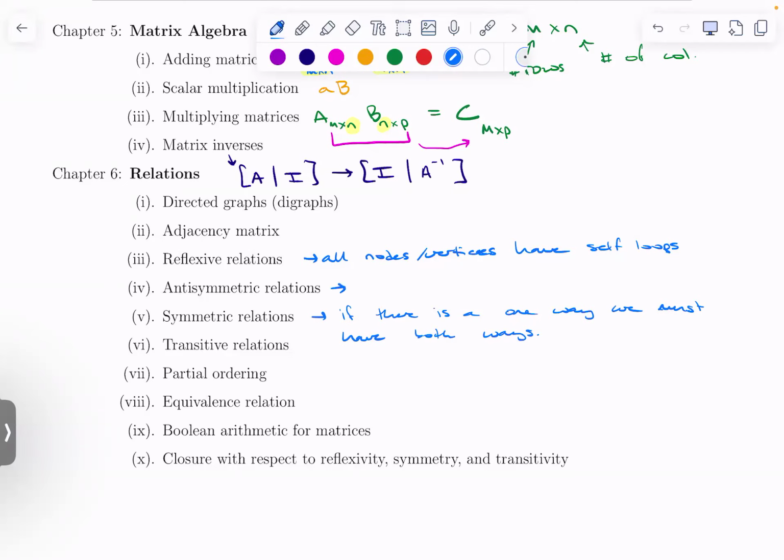Anti-symmetric is if there is a one-way, then there cannot be a trip back, right? There can only be one edge. Only one edge or arc, we called it.